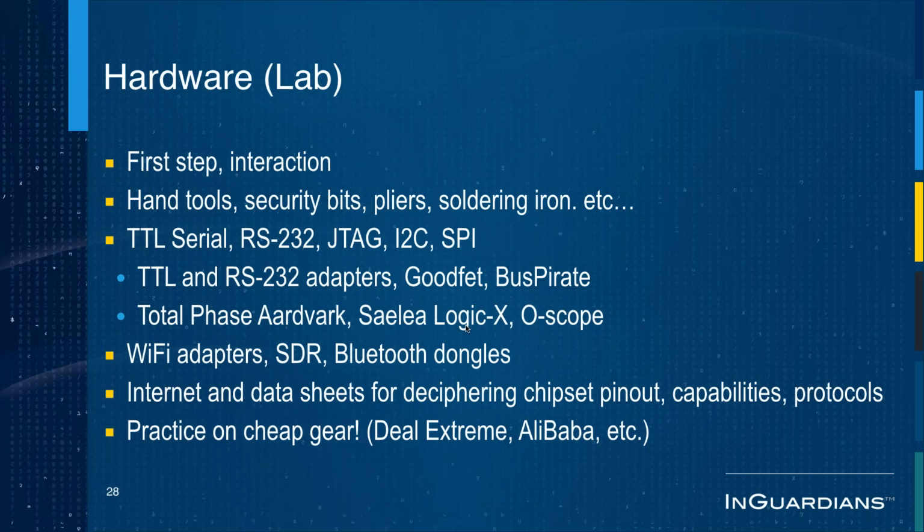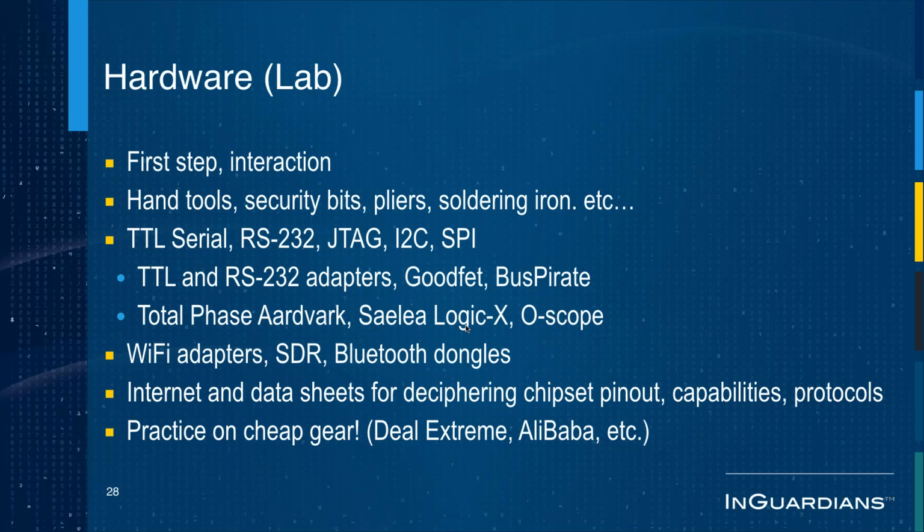We may be looking at JTAG, the Joint Test Action Group interface connector for interacting directly with potential memory and the processor. The various buses that are floating around on the board for devices to communicate between each other, looking at SPI or I2C. We now need some tools to interact with those.